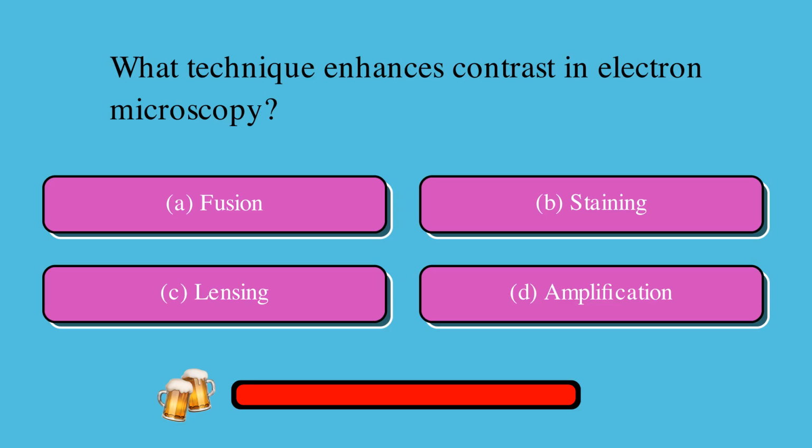What technique enhances contrast in electron microscopy? Is it A, fusion, B, staining, C, lensing, or D, amplification? The correct answer is B, staining.